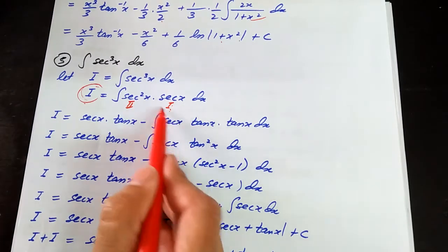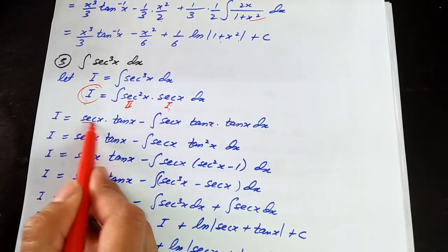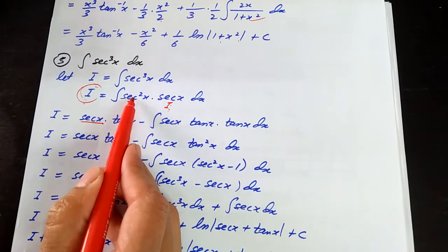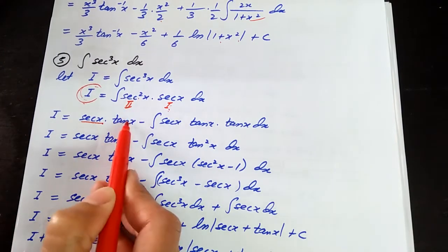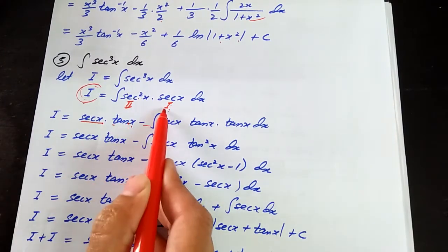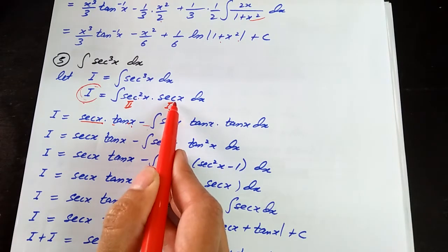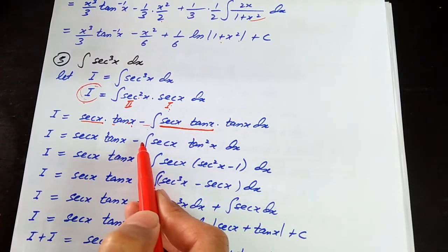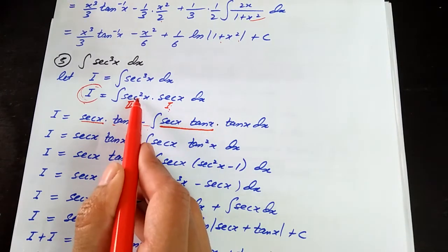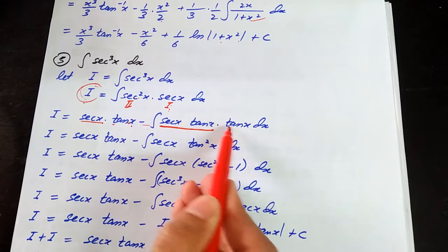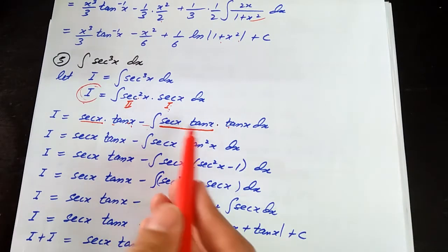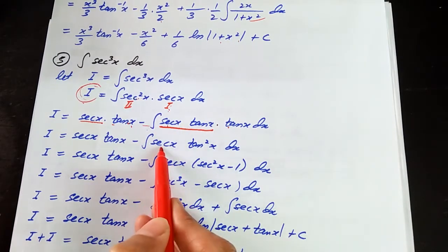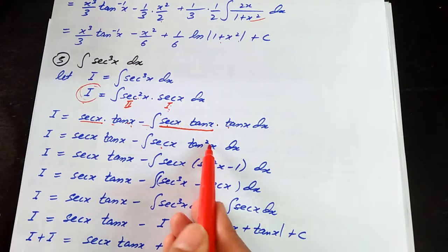Now the first function will be written as it is. Integration of the second function, that is tangent x, minus integral sign, derivative of the first function secant x, the derivative of secant x is secant x tangent x, into integration of the second function, tangent x dx. Secant x is written as this, tangent x into tangent x is tangent square of x.